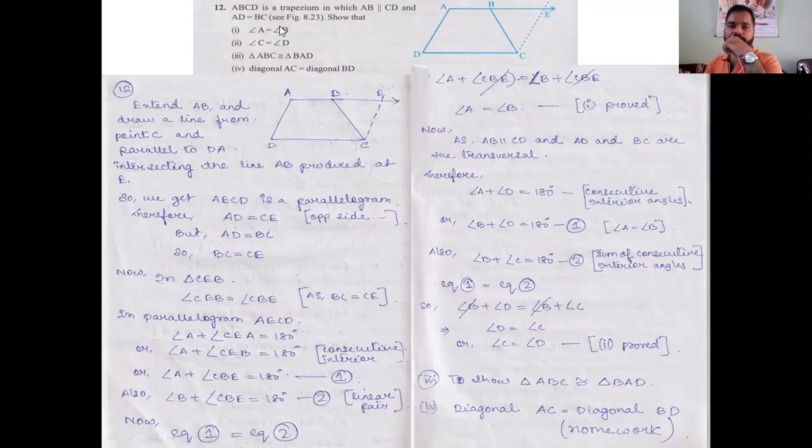This is proved. Okay. Next, to prove angle C is equal to D. So now you see, as ABCD was a trapezium and AB is parallel to CD, their consecutive interior angles will be equal to 180 degrees. I can write angle A plus angle D is equal to 180 degrees. So I wrote here consecutive. Similarly, you see angle B plus angle C will also be equal to 180 degrees because AB is parallel to CD and BC is the transversal.